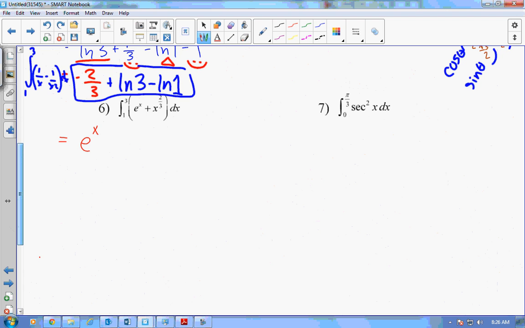Now with our x to the 2/3, we have to increase the exponent by 1. 2/3, in my head, I would add 3 over 3, because 3 over 3 is a fancy 1. So we get 5/3. Now we have to divide by 5/3, which is the same thing as timesing by the reciprocal. Now make sure you bracket or parenthesis that. It's evaluated from 1 to 3.